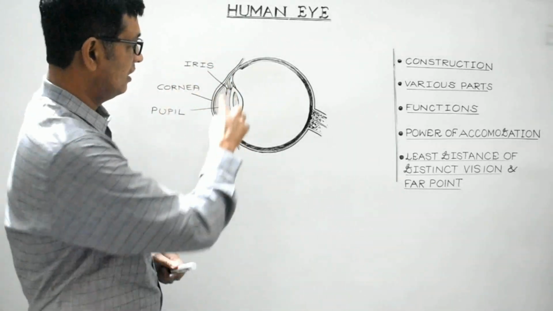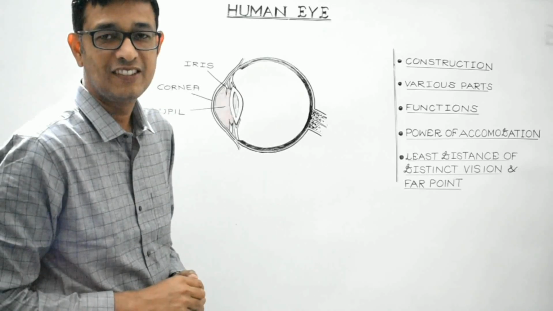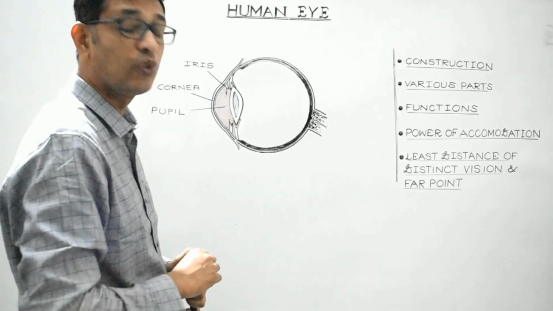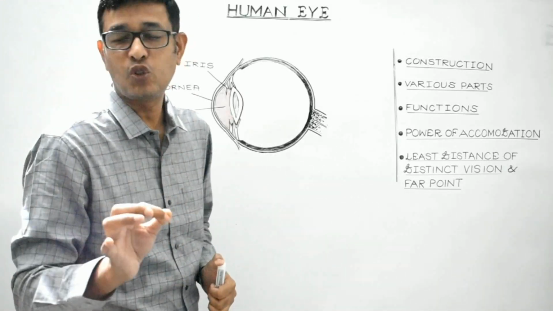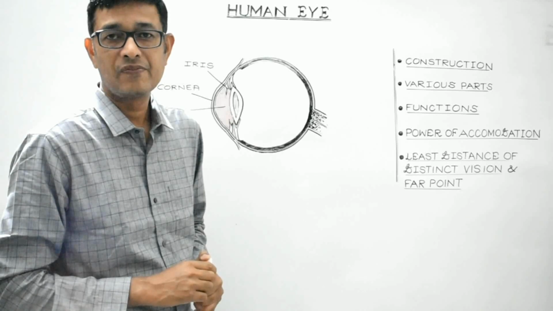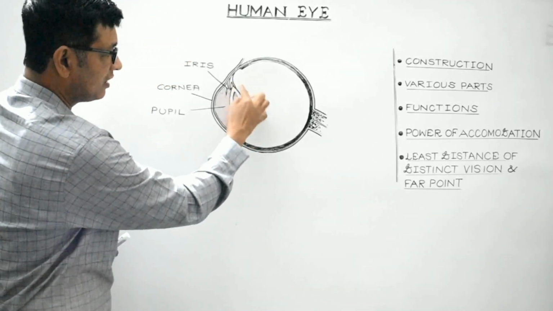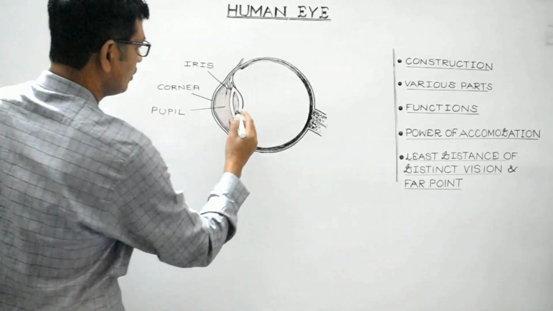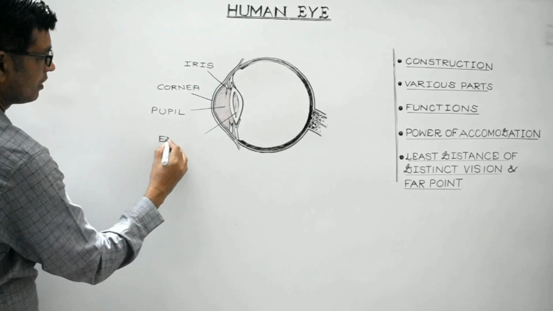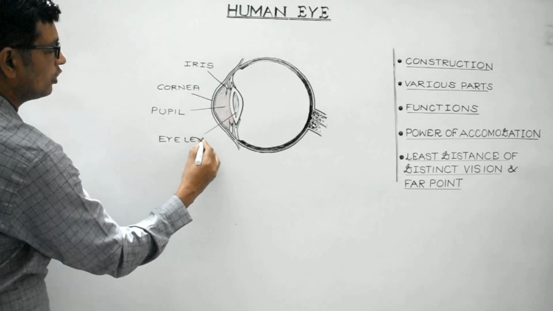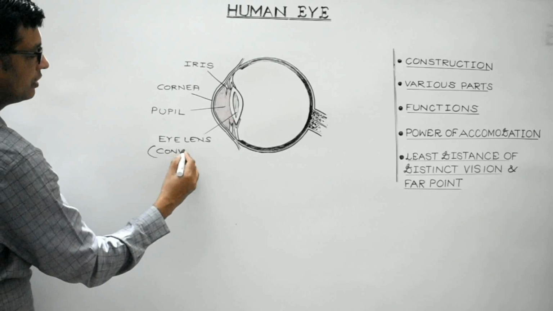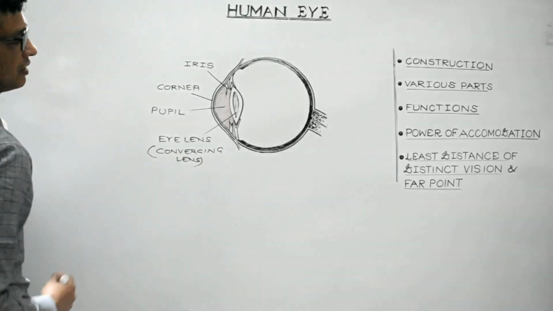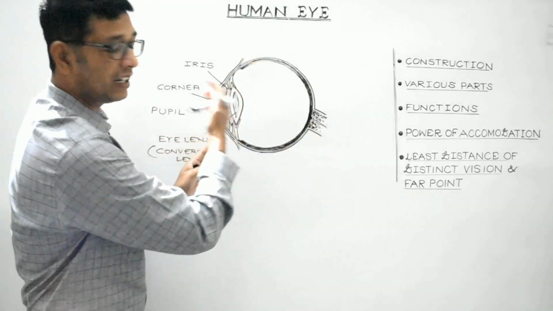Behind the iris, there is the eye lens. It is of converging nature, that is, it is a convex lens. And students, it is made up of microscopic glassy fibers. It is converging, but it is more convex at the back than at the front. So this is the eye lens, which is of converging nature, a convex lens, more convex at the back than at the front.